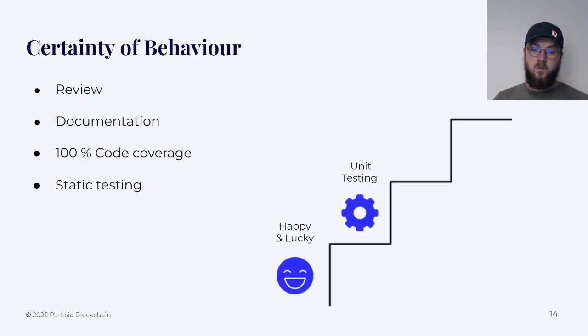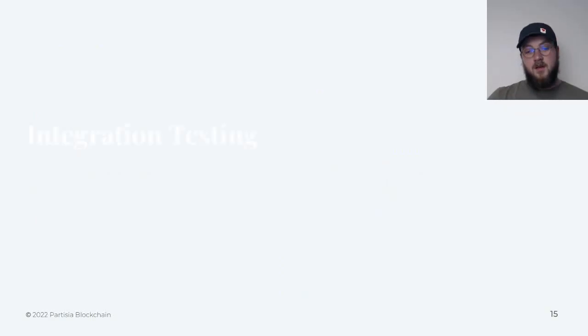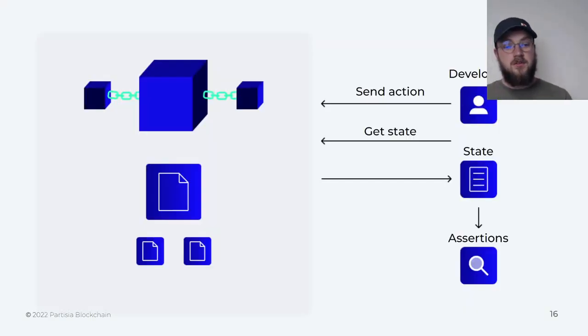So we can do a bit better in the form of certainty of behavior, since we can do integration testing. Integration testing is about testing inside of the environment you want, testing with it. And in our case, that's testing directly with contracts deployed on a blockchain. However, we also want to do integration testing where we don't need a fully deployed blockchain, maybe just a local blockchain running on our computer.